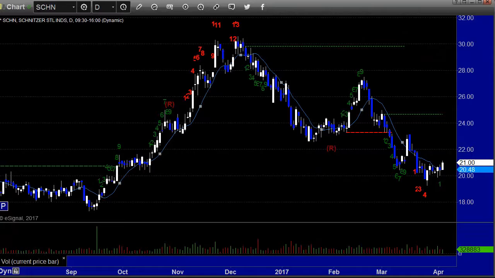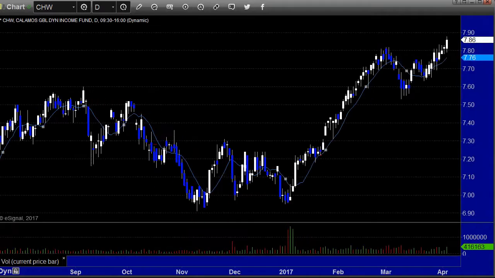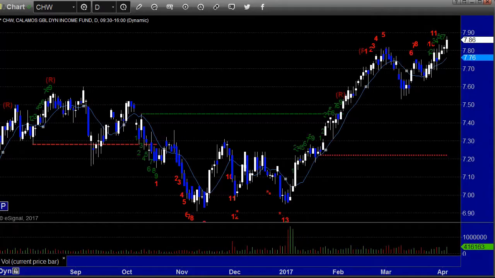SCHN, look at this one. Big move up in September, October, November, right at the start of December, 13 sell signal. It's the high candle of the whole move, and we've been down ever since. Pretty much nailed it on that one. CHW. Here's a 13 buy signal right at the end of the year, beginning of the year, somewhere in the last days of December, early days of January, and the stock took off running from that point.